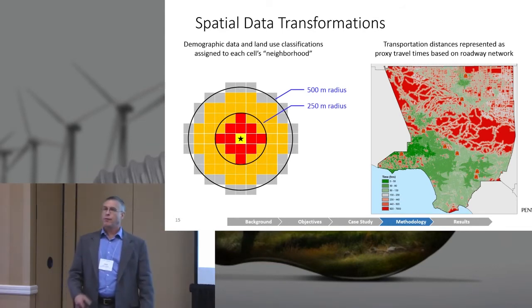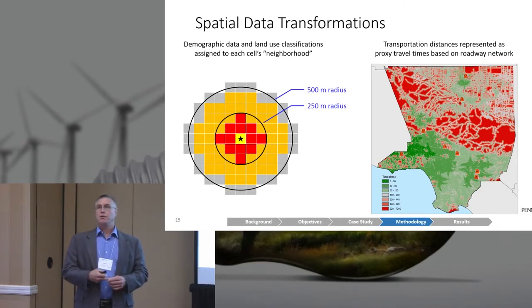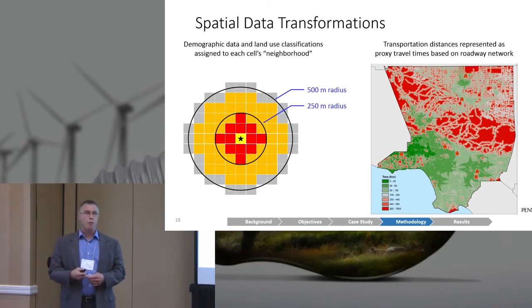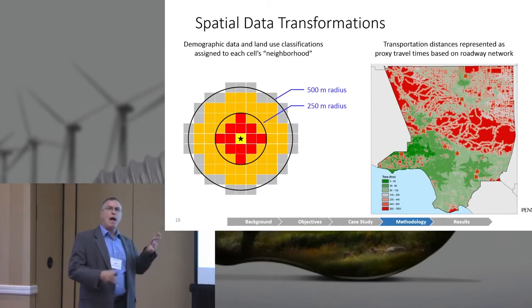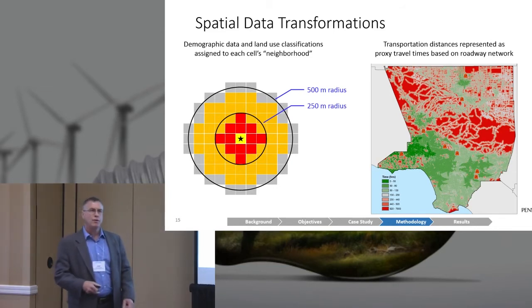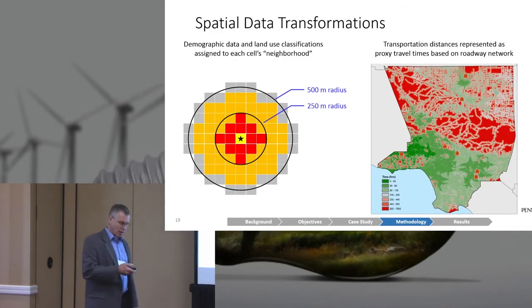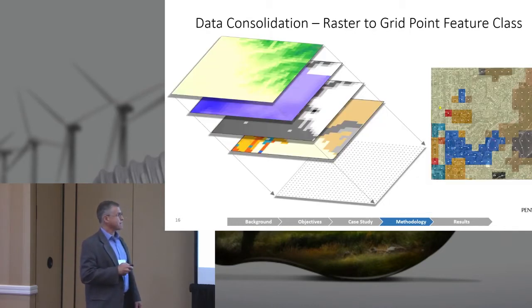Transportation is really important, so we'll also have to consider not just Euclidean distances, but over-the-road distances. The transportation network, including road type, was applied. And because time is maybe a good equalizing factor, we've converted everything to a proxy travel time based on the road network and road type.